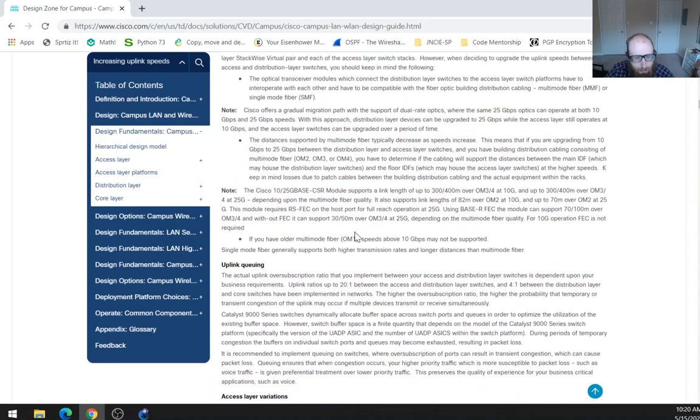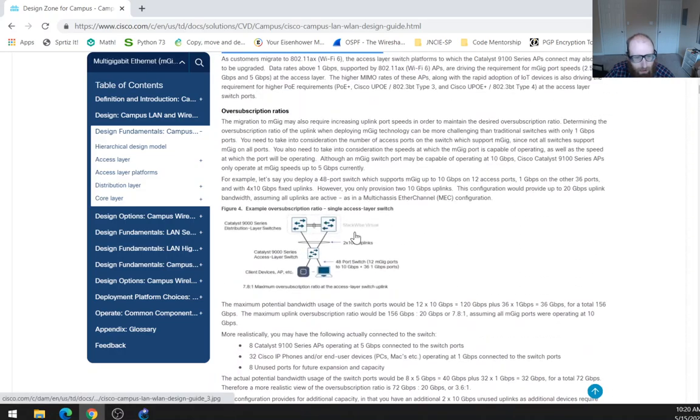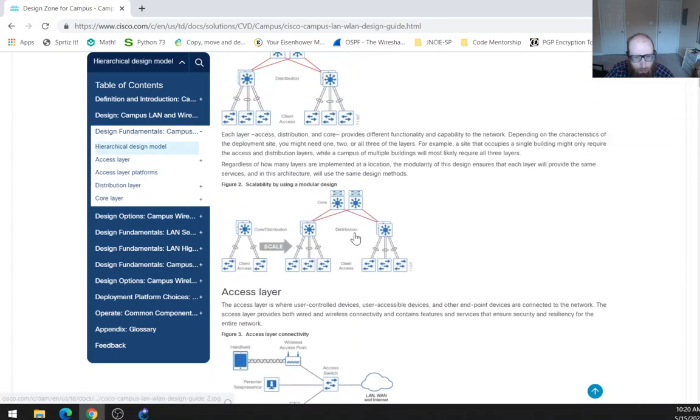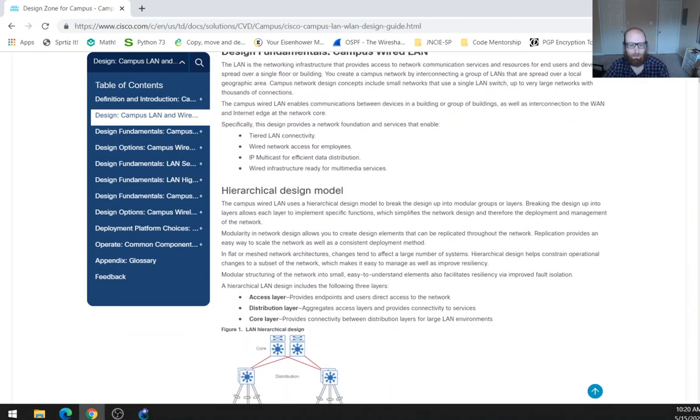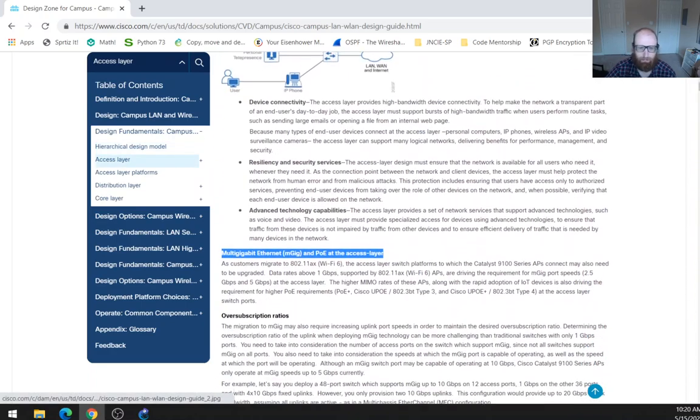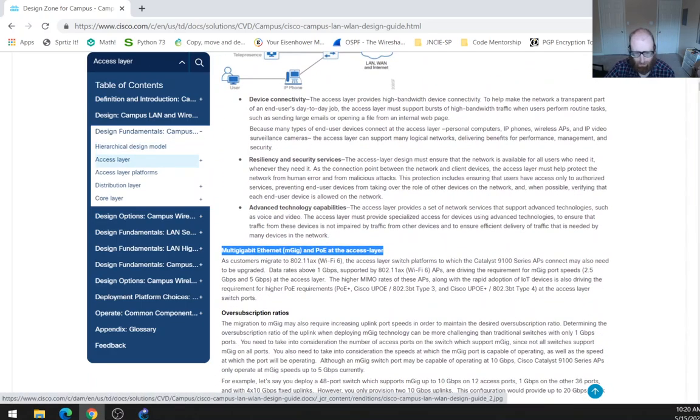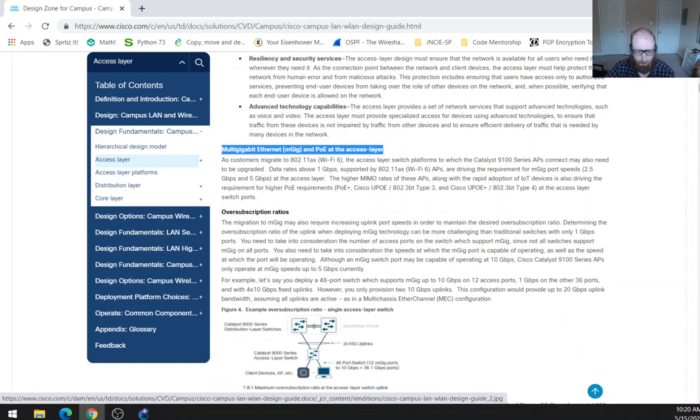Okay, so we're talking about the access layer here. I just kind of want to put this in context with what I read up here about the access layer: traditional, simplified, or Cisco software defined. Let's just keep on reading. If it ties back into that, hopefully they'll point it out as we go.